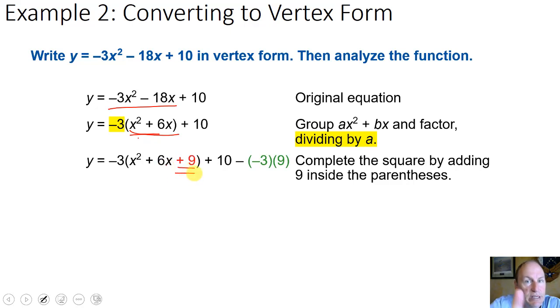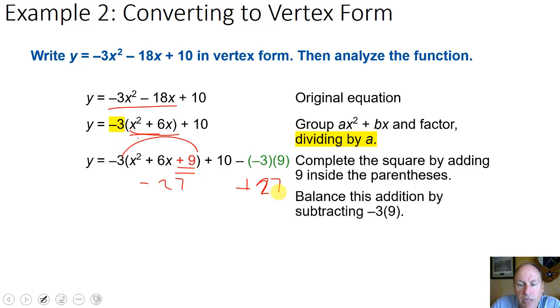But you've got to be really careful. Since the 9 is multiplied by negative 3, this is really like negative 27. So if we got a negative 27 here, we've got to have a positive 27 to cancel it out. That's because the negative 3 is distributed to the 9. Be super careful with that. Very common source of errors.